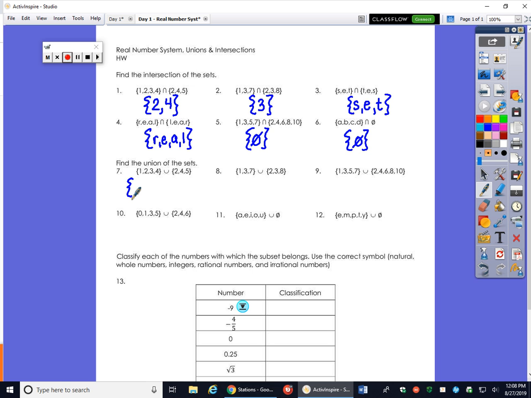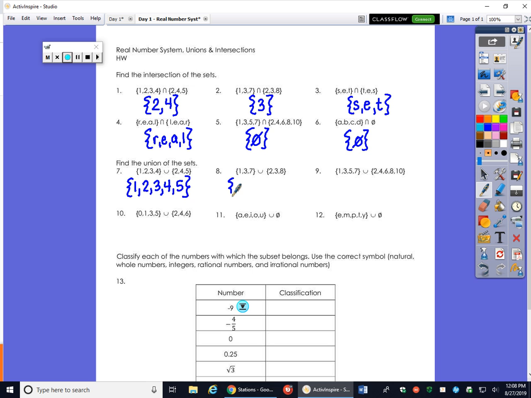So if you look at the first set, we're going to take 1, we're going to take 2. 2 is also in the second set, but I'm not going to write it again. We're going to take 3, we're going to take 4. 4 is also in the second set, but I don't have to write it again. And then we need to take 5, because 5 is in the second set. So we wanted all of the numbers from both of the sets. If you have any repeating, you don't have to write them twice.